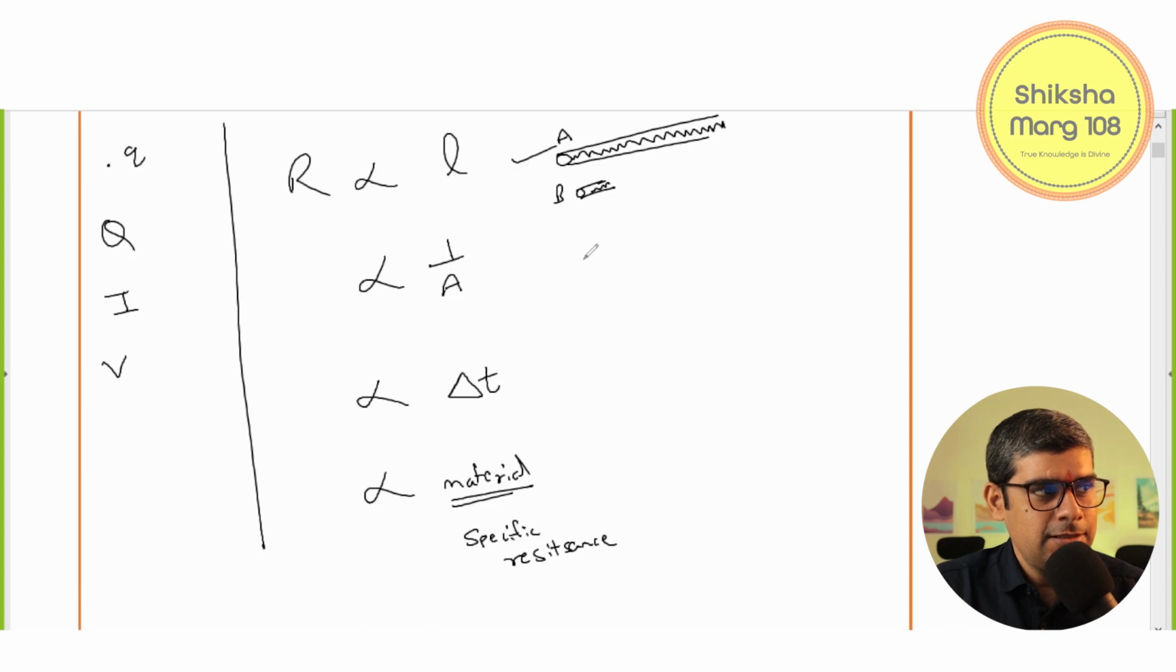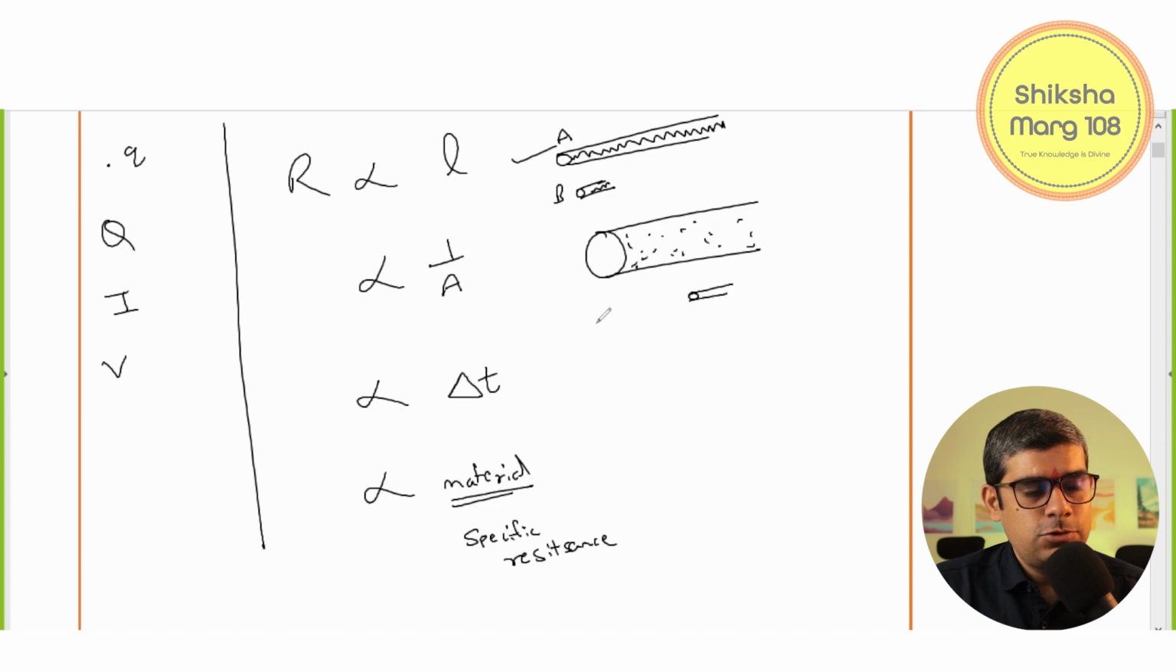Now in the second case, I've got a very thick wire and I've got a very thin wire. As you now see, the thick wire has more room for the free electrons to move around as opposed to the wire which is quite thin. So it's quite densely packed. So the resistance offered in the thinner wire would be way more than the resistance offered in the thick wire.